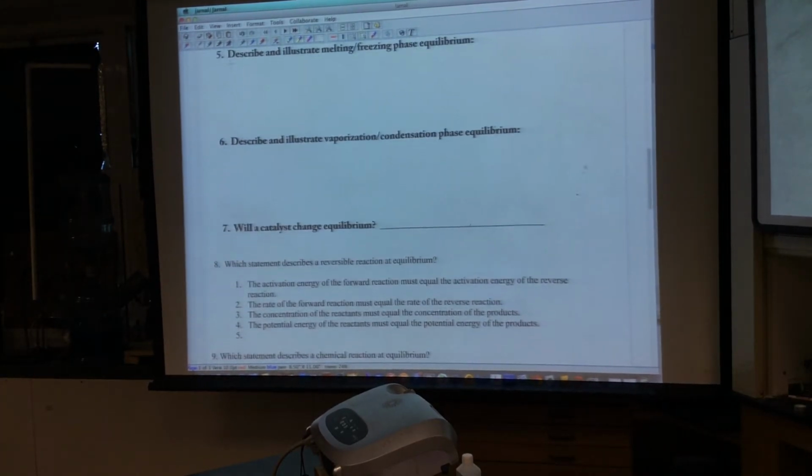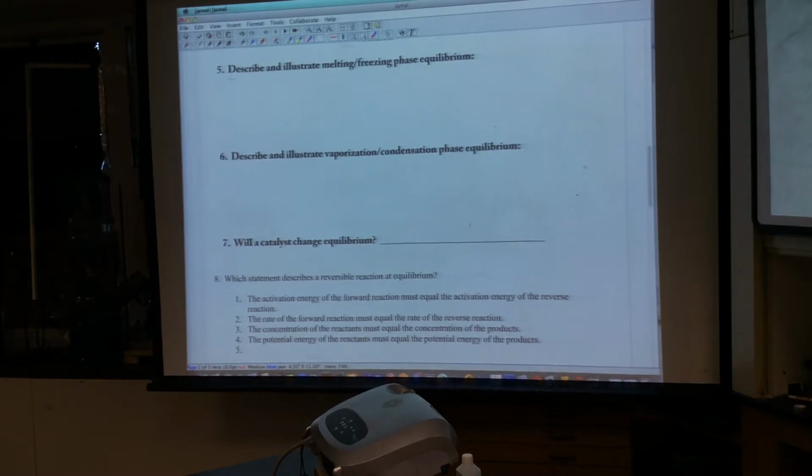Describe and illustrate melting freezing phase equilibrium. Party people, we've studied this already. We just haven't looked at it this way. Remember the heating and cooling curves? Going up, then you become a gas that keeps going. Here's my solid, here's my liquid, here's my gas. And what do we have? A solid in equilibrium with its liquid.